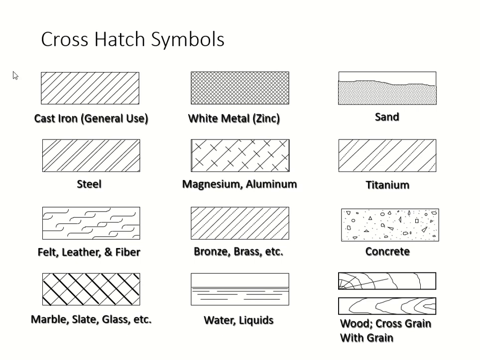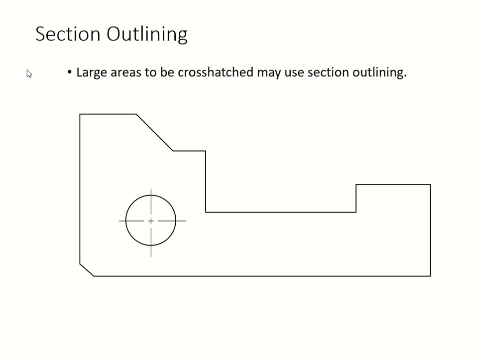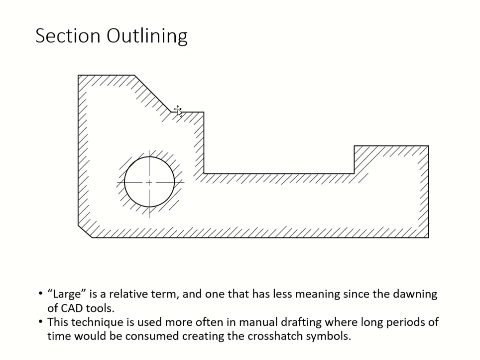Alright, and then let's get into outlining. So, section outlining. Here you can see the large areas to be cross-hatched. So here are all of these. Because of the large areas, we can use section outlining. We don't have to do the entire crosshatch because your area is too large to fill in. So we can just do the outline like this, okay?